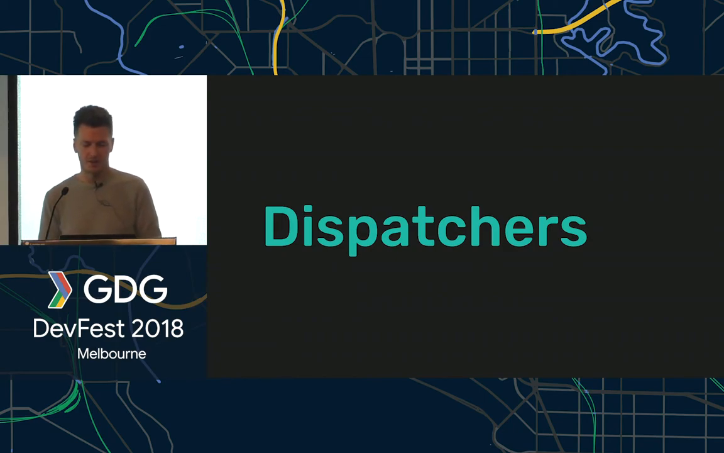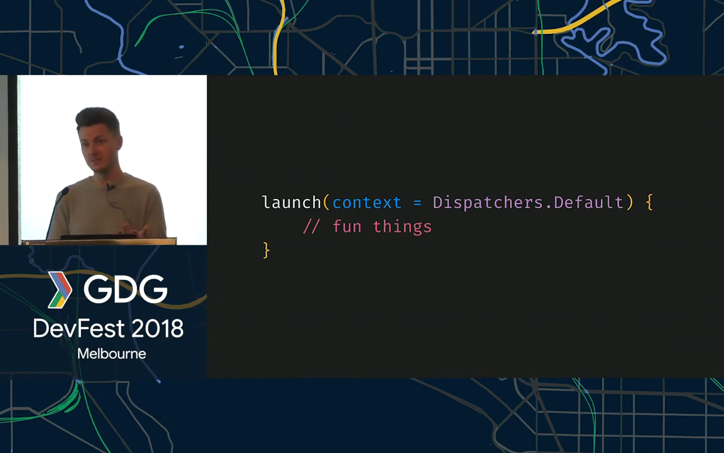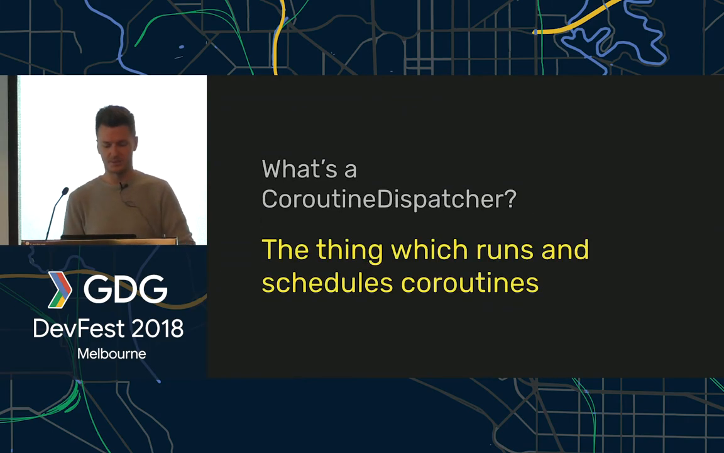So we spoke a little bit earlier about dispatchers and how coroutines run. So we should talk a little bit about how they actually run on your device. And that's where dispatchers come in. So here we have a launch, and by default, internally, there's a default parameter value called context, and that defaults to using what we call the default dispatcher. So what's a coroutine dispatcher? It's the thing which schedules and runs your coroutines. On Java or JVM languages, it actually runs on threads internally.